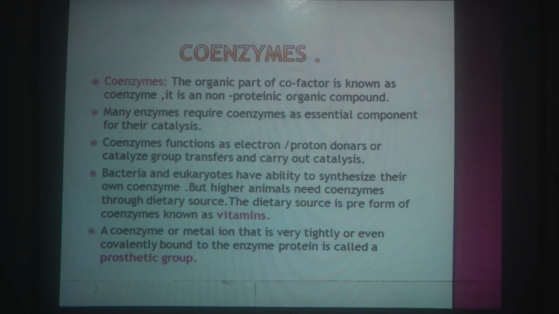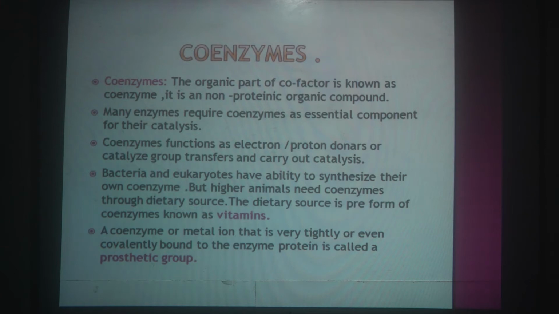Next definition is what? Prosthetic group. A coenzyme or metal ion that is very tightly or even covalently bound to the enzyme protein is called as what? Prosthetic group. Prosthetic group means what? When it is tightly bound to the enzyme, then it is called as what?